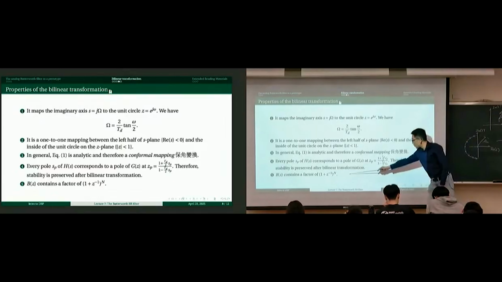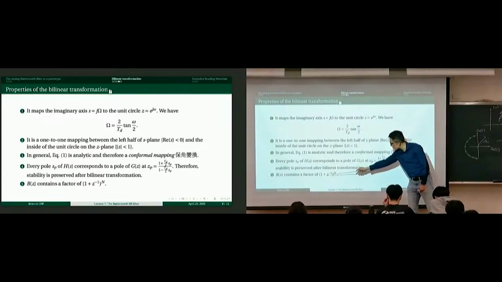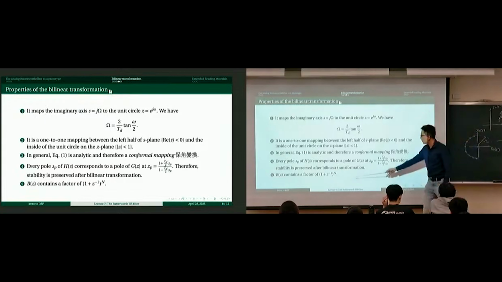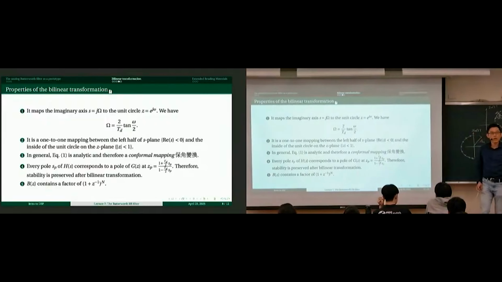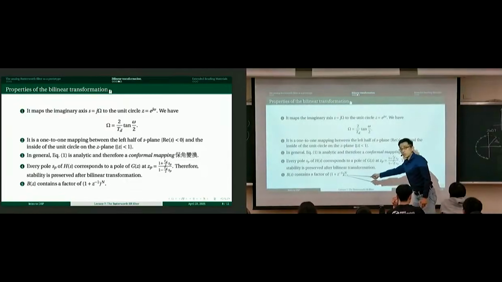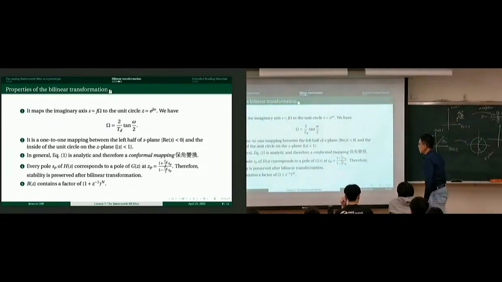And then finally, we have shown that, because of that kind of tedious work, B of Z will contain a factor of 1 plus Z inverse to the nth power on top, in the numerator. Or in other words, we have the case of a multiple root of B of Z. B of Z basically will be exactly 1 plus Z inverse to the nth power.